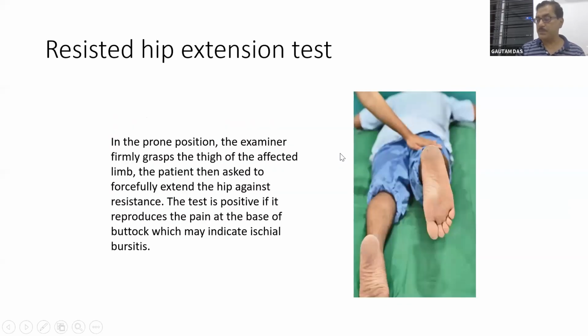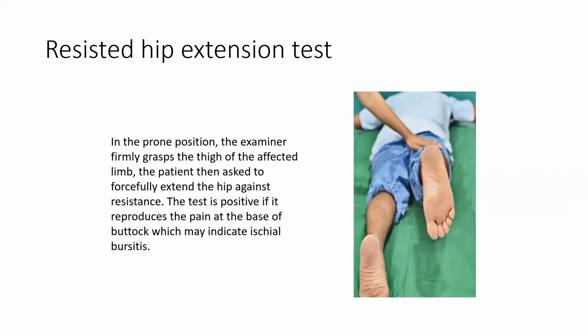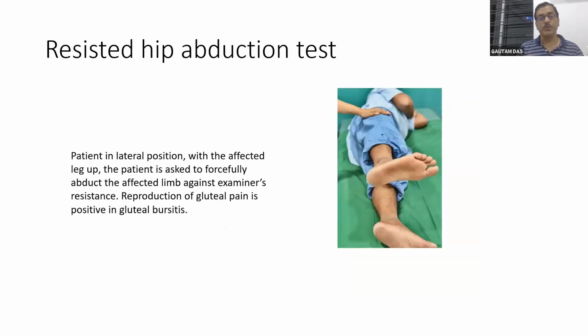Then comes the resisted hip extension test. That means we ask the patient to extend the hip in the prone position, and we apply pressure and put resistance against the hip extension. If there is any pain, it indicates ischial bursitis. As we discussed, if you can remember, the hip extensor muscles are the hamstring muscles as well as the gluteus muscles. So the hamstring muscles are very important. If there is an ischial bursitis, that pain might be reproduced.